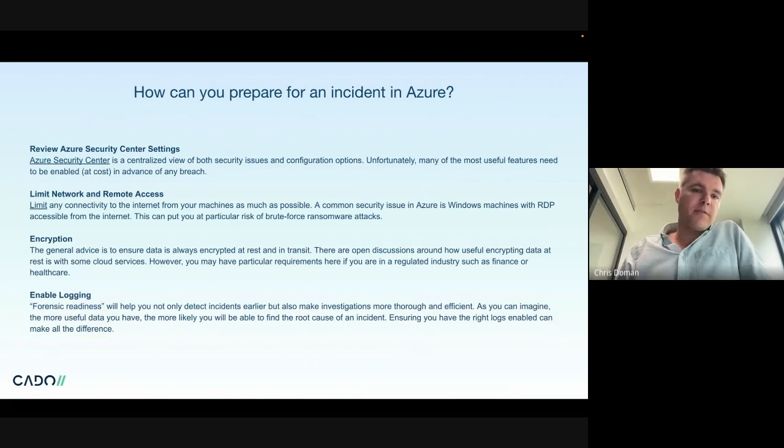Review the Azure Security Center settings. This is a key place when we're looking at security in Azure these days. Limit network remote access. So for example, don't let people on the internet RDP into boxes. Encryption, again, is a whole other topic. It depends a lot on your particular environment, what kind of regulations you're under. Then enable logging. So forensic readiness is a growing thing, particularly cloud forensic readiness. Make sure you actually have the logs enabled. And we'll go into that in a minute, what that actually means.